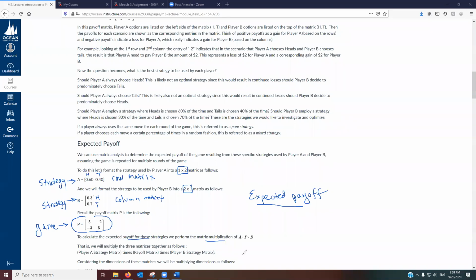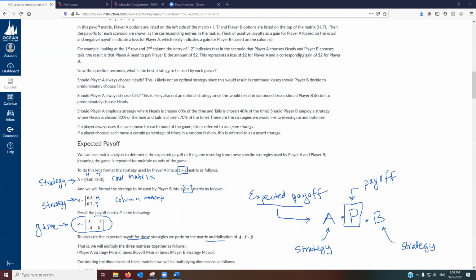Here's the way you calculate the expected payoff. We're going to do matrix multiplication, where you take matrix A times matrix P times matrix B. This is going to be the expected payoff. Remember, matrix A is the strategy matrix for player A, matrix B is the strategy matrix for player B, and P is the payoff matrix. Presumably both players have agreed to this payoff matrix. That's kind of like the way the game works. So let's do an example.